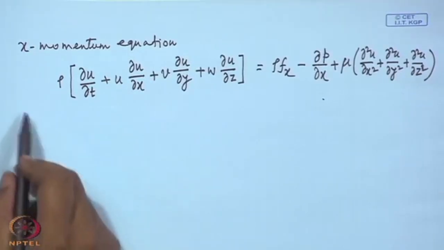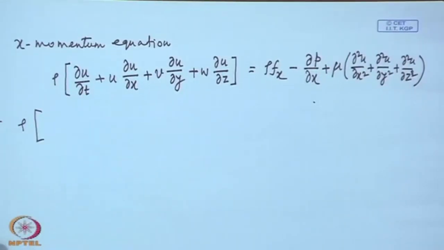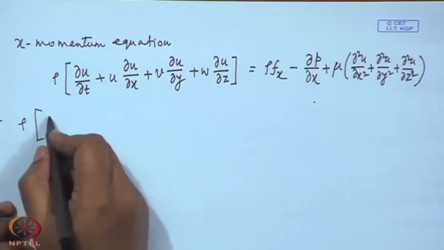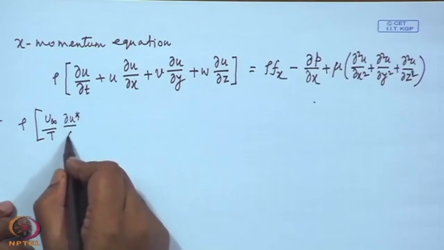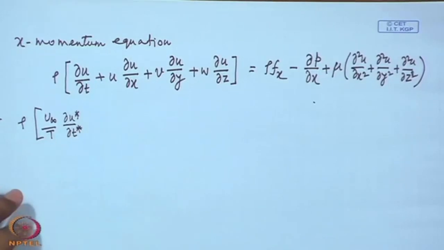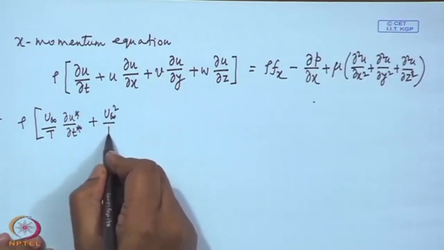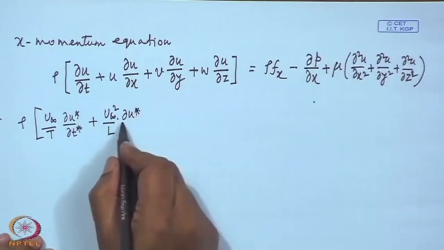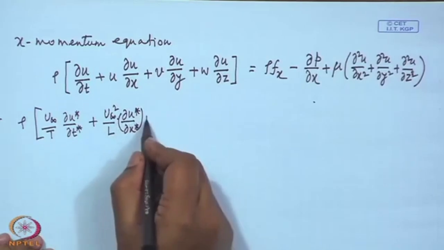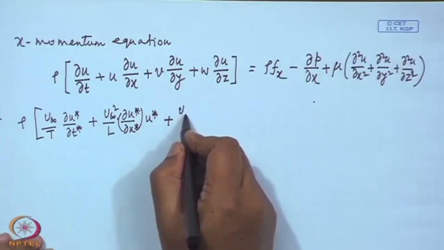Now, if we express it in the non-dimensional form, what do we get? What will happen to this first term, du dt? This will become u infinity by t into du star dt star. What is the second one? The second one will be u infinity square by L, u star, I missed it there, I will write the u star later. The second one will also be again u infinity square by L.